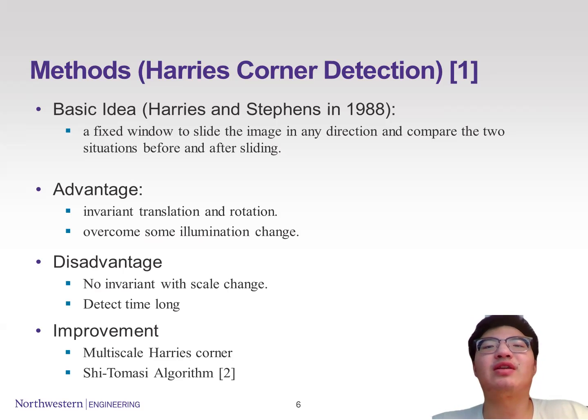The advantage is invariance to translation and rotation, and it solves some illumination change problems. But it cannot handle large scale variation and the detection time is long. In order to overcome this, the multi-scale Harris corner method can be used.